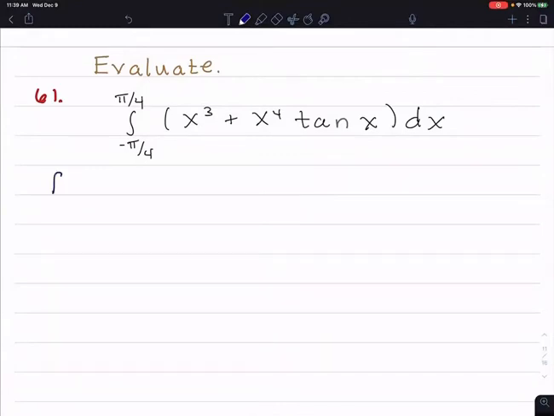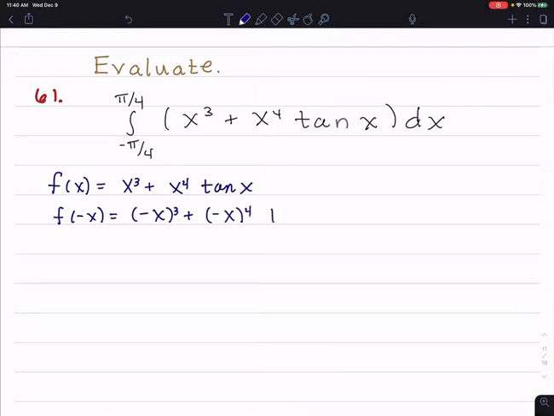Let's check out the integrand, which is x to the third power plus x to the fourth tan x. Notice we're going from negative pi over 4 to pi over 4. And what's going to happen is we're going to have symmetry here. This is an odd function. If I replace x by negative x, then let's see what we get.